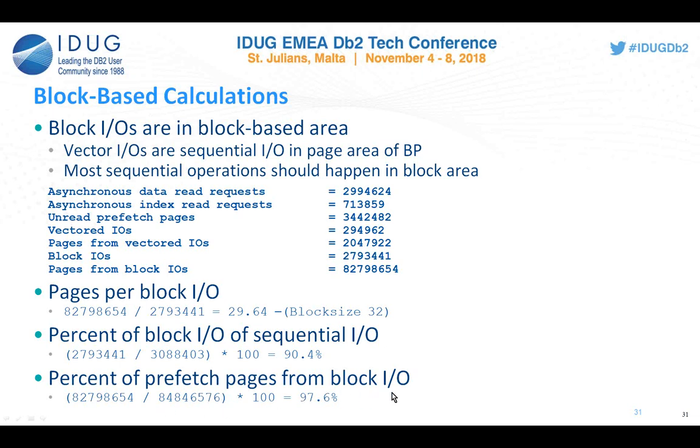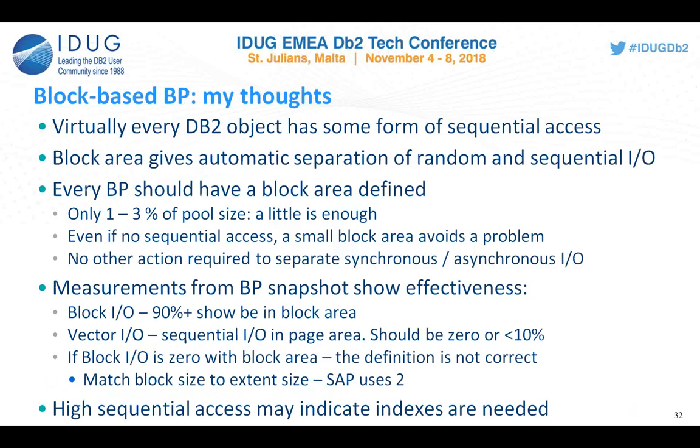from the block IO against the total number of asynchronous data read and index requests is, in this case, 97%, nearly 98%. That's a fairly healthy, good use of the block area, which means I'm getting a higher page residency and a higher hit ratio on my random IOs. So that's basically what I just said, laid out for you again. I'll skip over that quickly because I don't want to repeat myself.